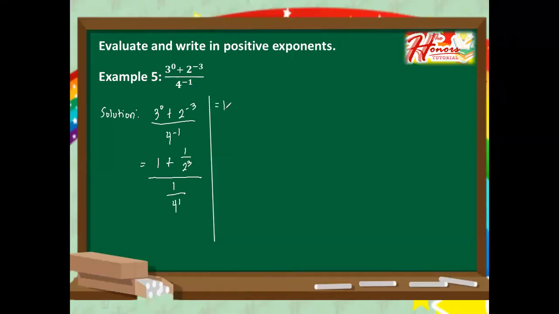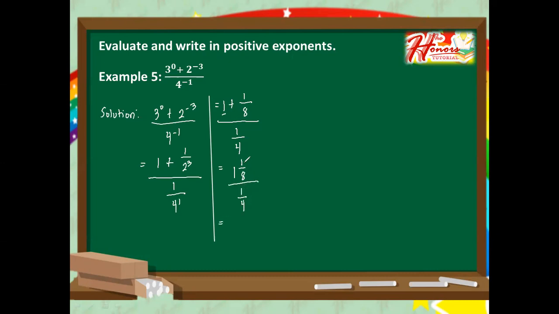So we have here 1 plus 1 over 2 raised to 3, that's 8, because 2 times 2 is 4 times 2, that's 8. Over 1 over 4 raised to 1, that's 4. And then we have to simplify first the numerator. Let's have the butterfly method, or you can just simply change this into a mixed number because 1 is a whole number. So it will become 1 and 1 over 8 over 1 over 4.